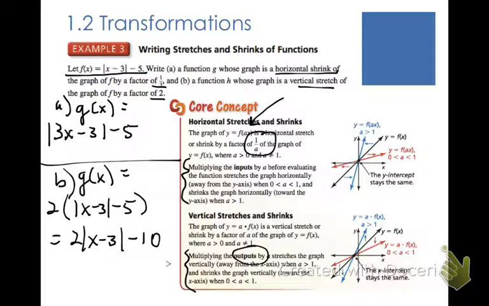So again, just going over that core concept, for a horizontal stretch or shrink, those are difficult to detect too on a graph. So it's better just to work in with the equation. You're going to multiply the input, so right in the equation where x is, and then by the reciprocal factor. With the vertical stretch or shrink, you're going to multiply the outputs, and then this just by the straightforward factor.